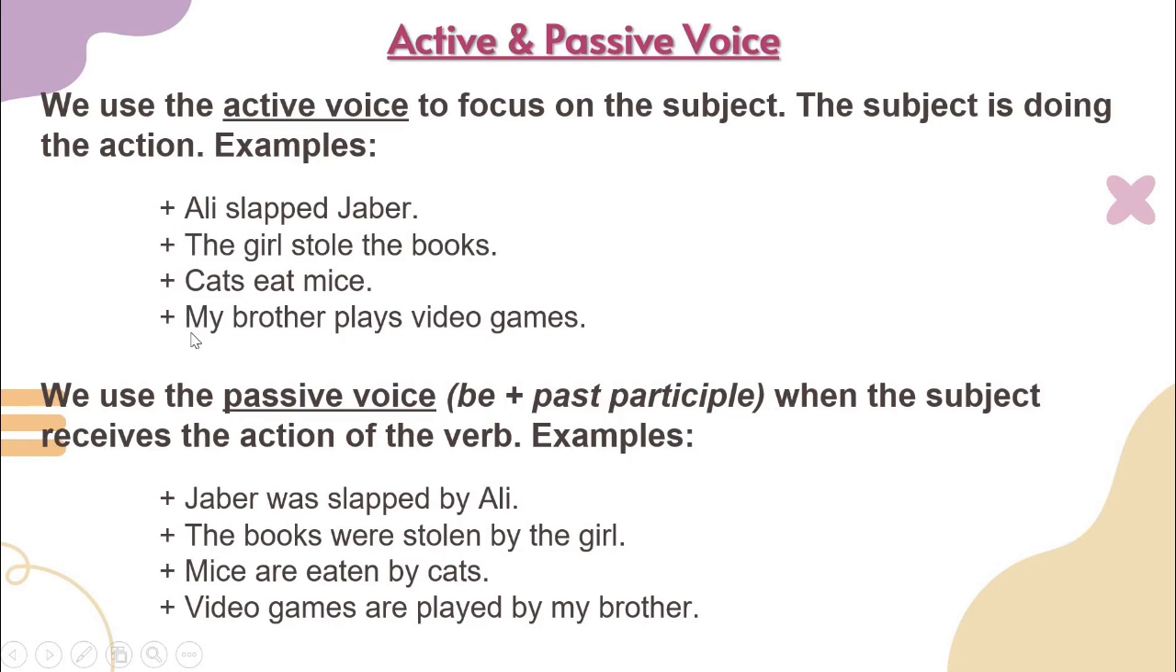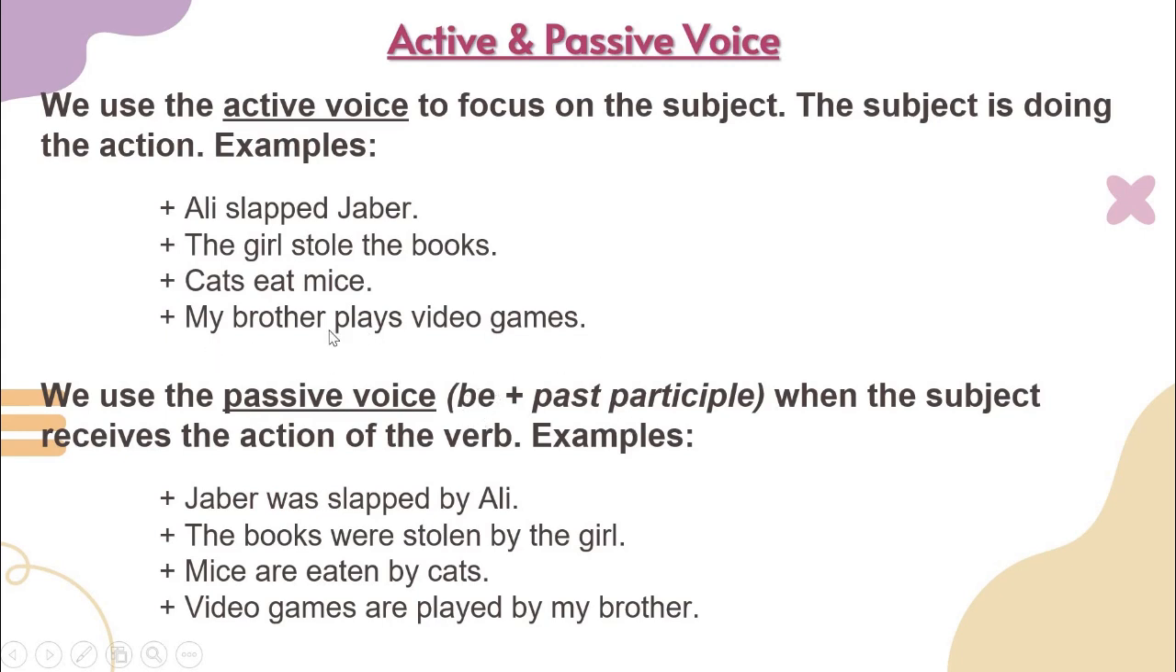Let's look at the last example. My brother plays video games. Again, here's the subject. Here's the object. We want to switch them around in the passive voice. So we will start with, again, video games. And then we're going to use the rule, verb be plus the past participle.